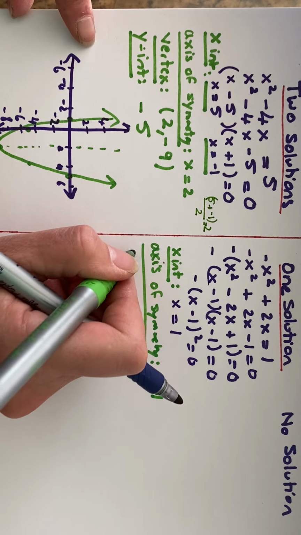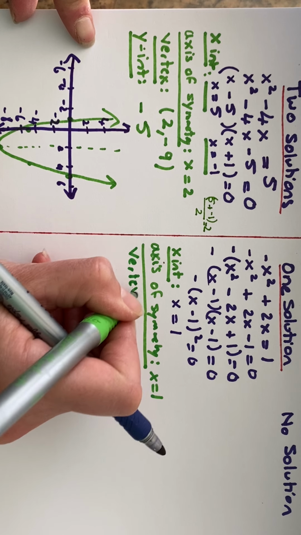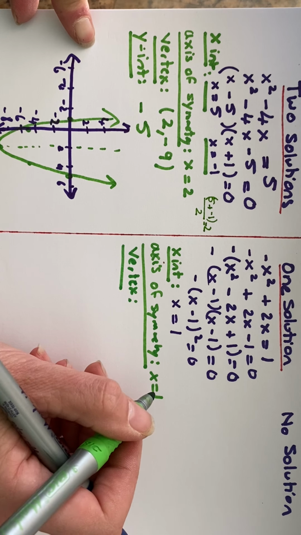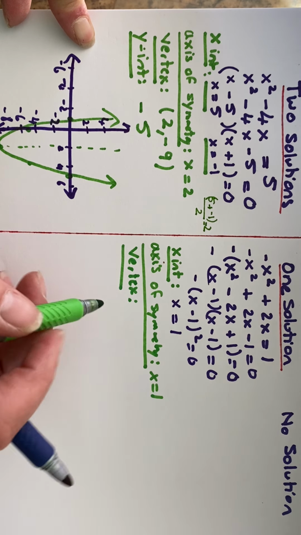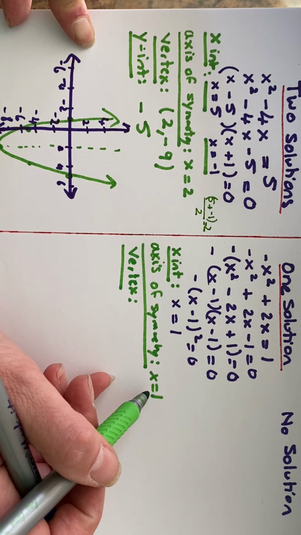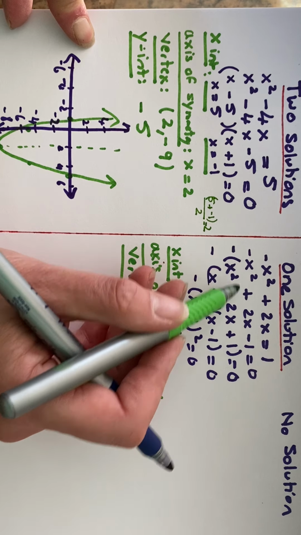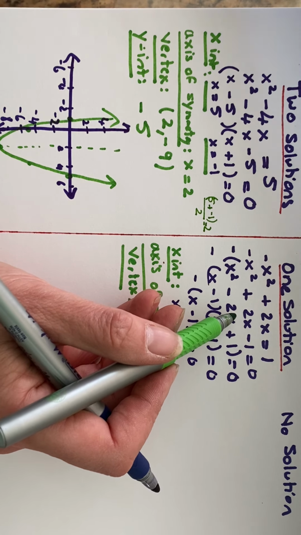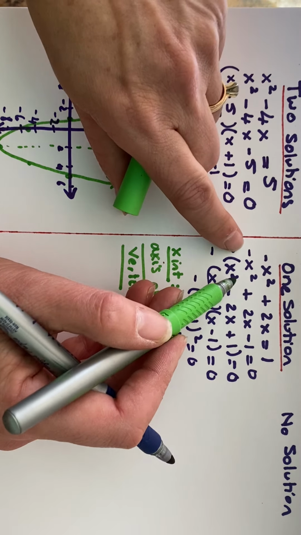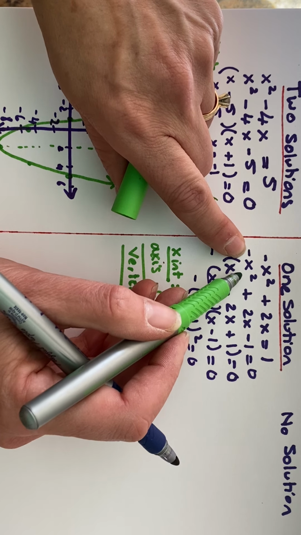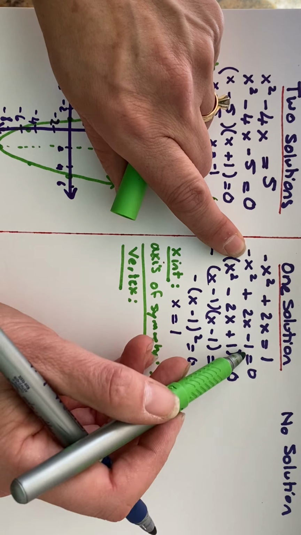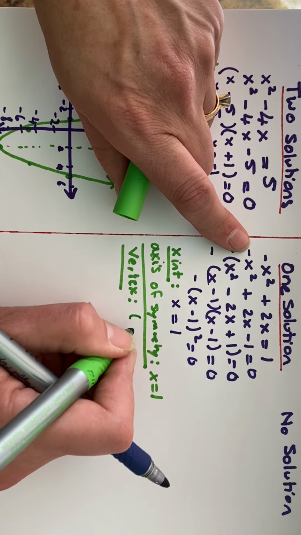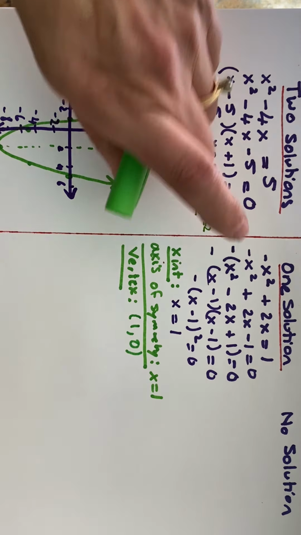It means my vertex is (1, 0), right? Because it has to be on the x-axis. And we know if you plug it in, you should get exactly that: 1 squared, -1 squared with a negative in front, is going to be -1, plus 2 times 1 is 2, +1 minus 1 is 0. So my vertex is going to be (1, 0).